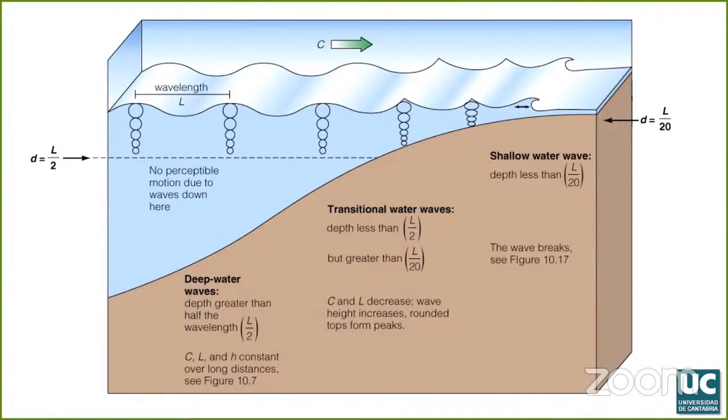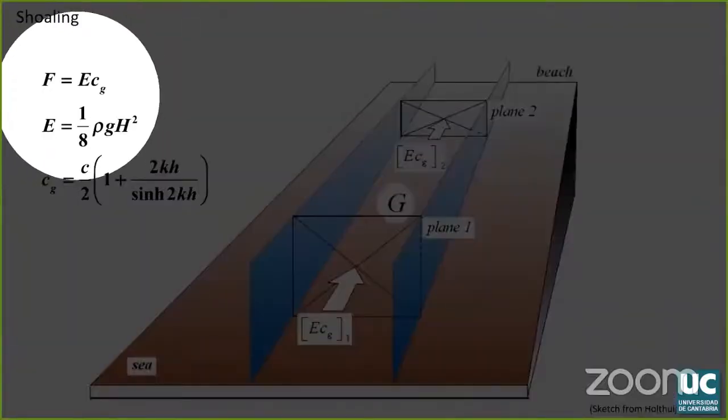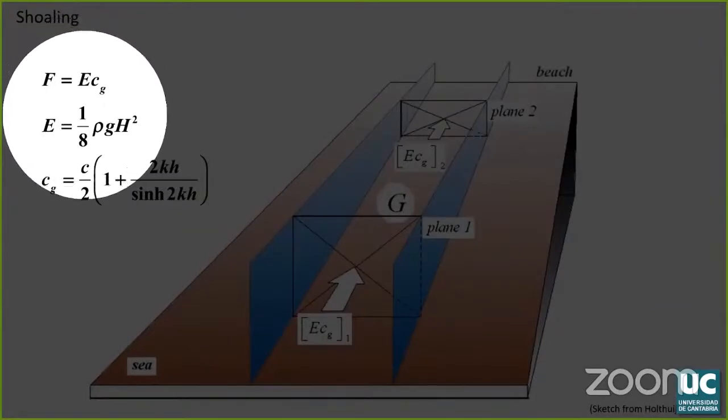These changes in celerity and group celerity are responsible for two wave transformation processes, shoaling and refraction. Starting with shoaling, let's assume that we have a wave train that propagates perpendicular to a bathymetry with parallel isobaths. During propagation, and assuming that there is no reflection and no loss of energy, the magnitude of the energy flux is constant. Energy flux, capital F, is defined as the product of the energy, capital E, and the group celerity, Cg.